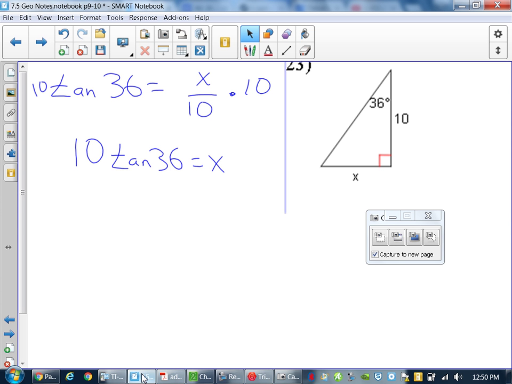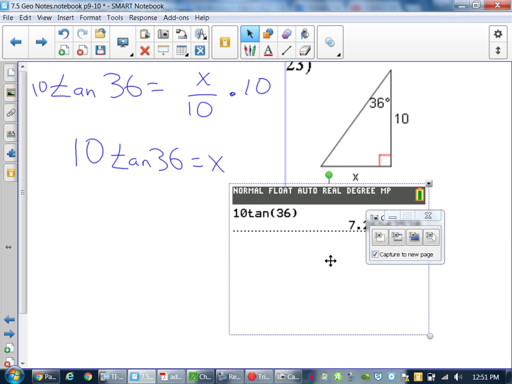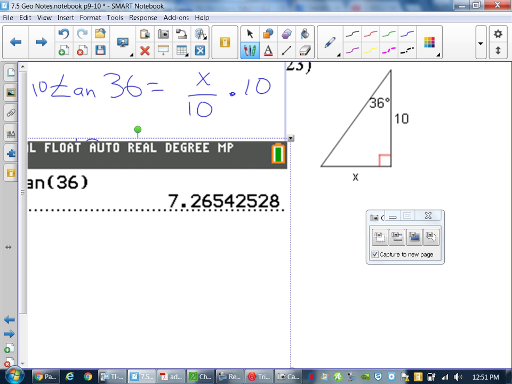Now, the other thing is, if you go to your calculator, you type in 10 tangent 36 and hit enter, you get a decimal. My standard thing for you guys, whenever we're rounding with decimals for this kind of stuff, is we're always going to round to the nearest hundredth, which means we always look at the third number. Is that third number in this case a 5 or greater? Yes. Yeah. So what do I round this to become?